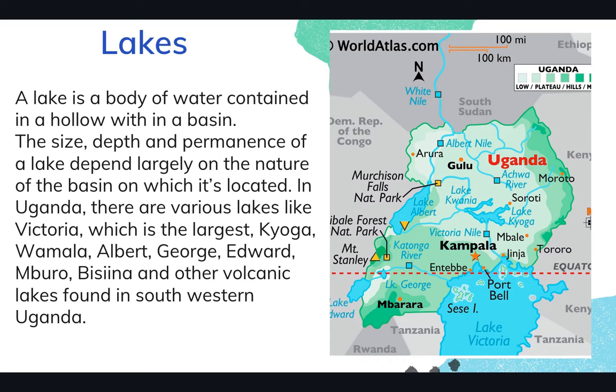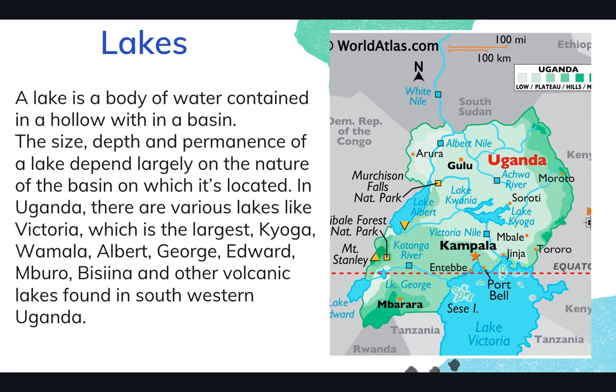In Uganda, there are various lakes like Victoria, you would say the largest, Kyoga, Wamala, Albert, George, Edward, Mburo, and Bisina, and other volcanic lakes found in the southwestern part of Uganda. Different lakes are formed by different processes. The Rift Valley lakes are formed by a process of faulting, and then that of the craters and so on falls under volcanic lakes.